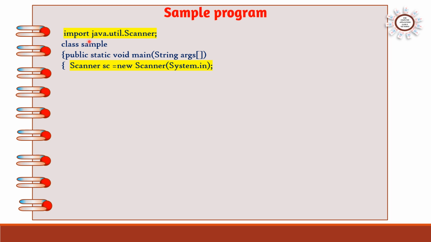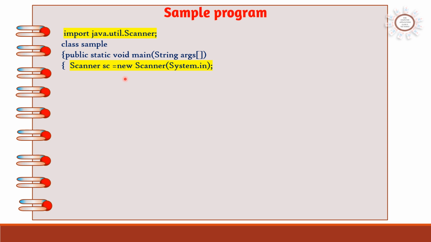Okay, many students I have seen, they are putting one dot after import also. After import, one space will come, not the dot. After import space, so import space java.util.Scanner where S is capital, ending with a semicolon. And now start the class sample, public static void main String args, and Scanner sc.